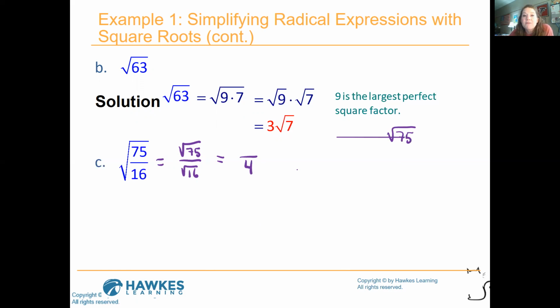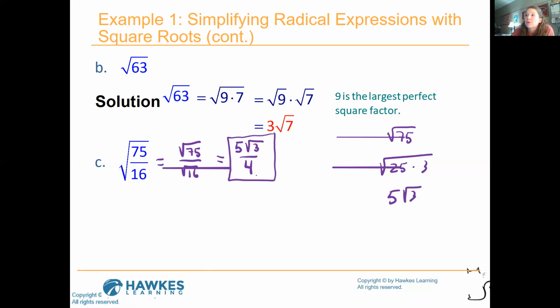But now I've got to deal with this square root of 75. Well, the biggest factor of 75 that's a perfect square is 25. I know that 3/4 make up 75 cents, right? So 3 times 25 is 75. 25 is a perfect square. What's the square root of 25? Square root of 25 is 5, and 3 gets left under the radical by itself. So square root of 75 is the same thing as 5 square roots of 3. 16 is a perfect square, and the square root of 16 is 4. So that would be the final answer.